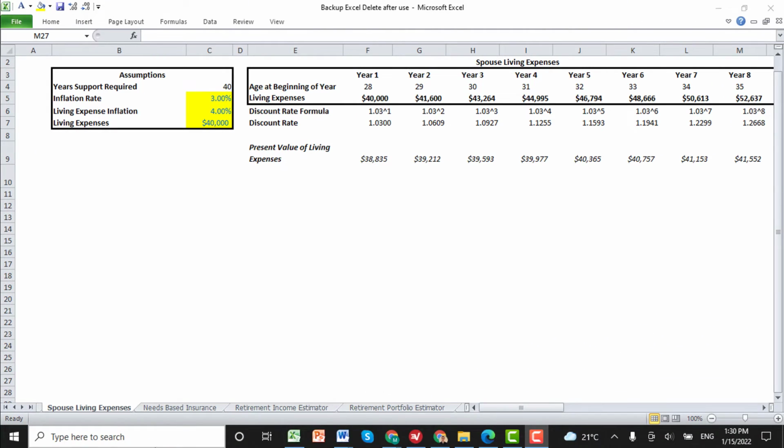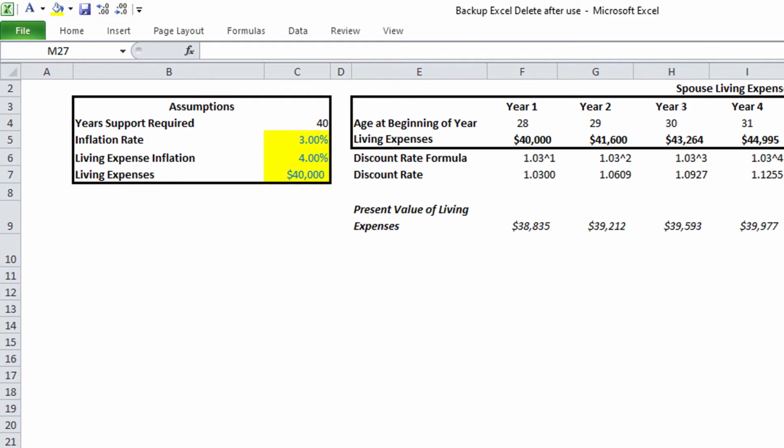So first, let's go through the assumptions in the top left of the tab. We assume the spouse will require 40 years of support. Next, we have general inflation of 3%. Next is the living expense inflation of 4%.